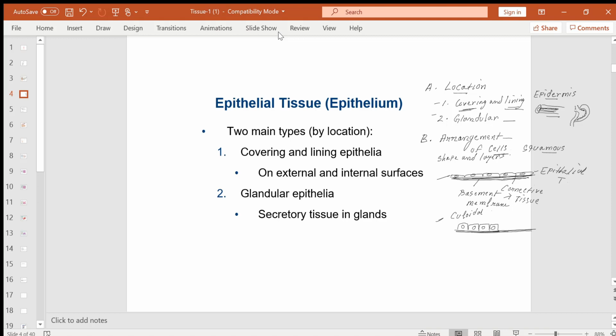Okay, and then another type of epithelial tissue where the cells are tall. So height is more than the width, and nucleus inside. So this is called columnar. Makes sense, right? So squamous, this flat.